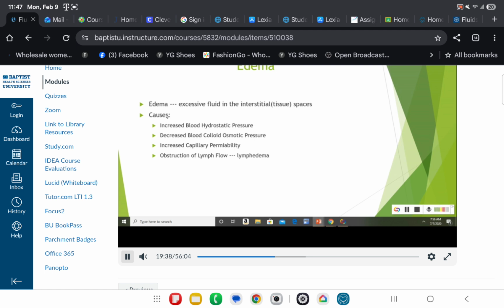So our first cause is increased blood hydrostatic pressure, or increased BHP. Okay, so the common cause of this, of increased blood hydrostatic pressure, is going to be an increase in your vascular volume or an increase in blood volume. Remember that I said that blood hydrostatic pressure is created by your actual blood pressure itself. So anytime the blood pressure increases, that's going to force more fluid into those tissue spaces.